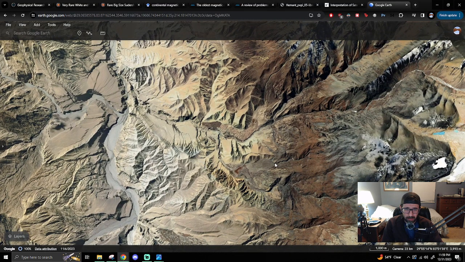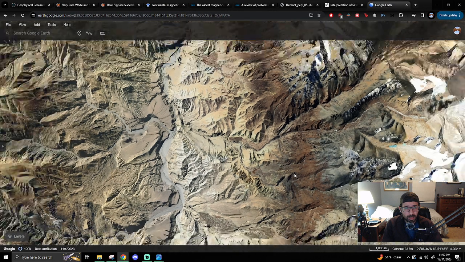it almost looks like they changed the map. Is this updated?